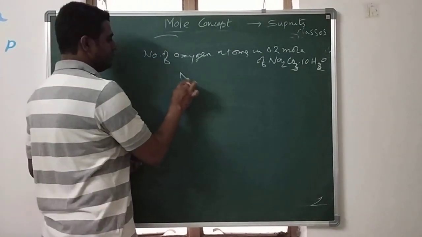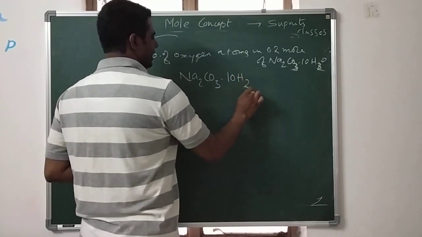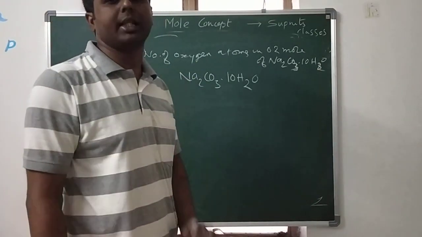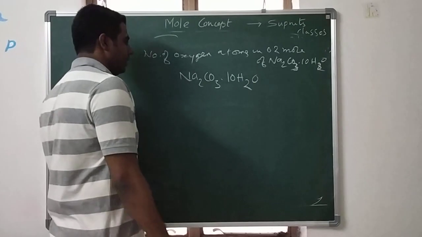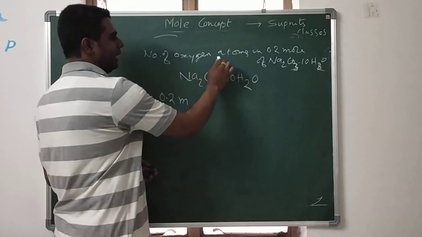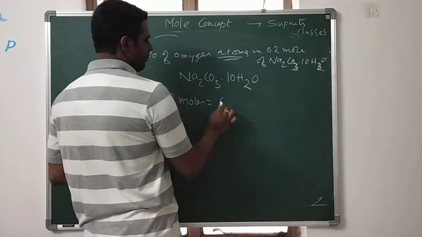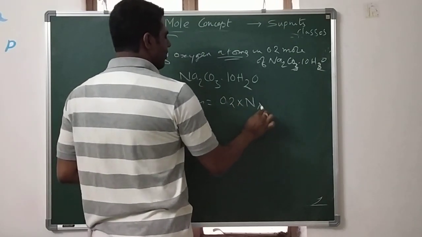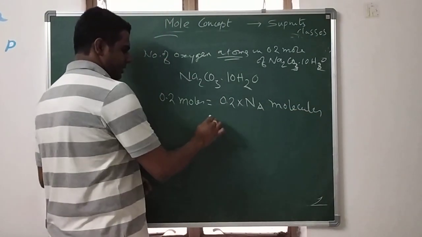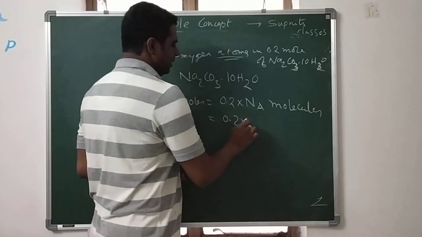So first of all, write the formula very clearly. 10H2O. Now 0.2 mole. So we don't have to calculate moles, we are already at the junction. Okay. So 0.2 mole. You have to calculate atoms. So first you have to go to molecules. After that you will see what the atoms are. 0.2 moles means 0.2 into Na molecules.